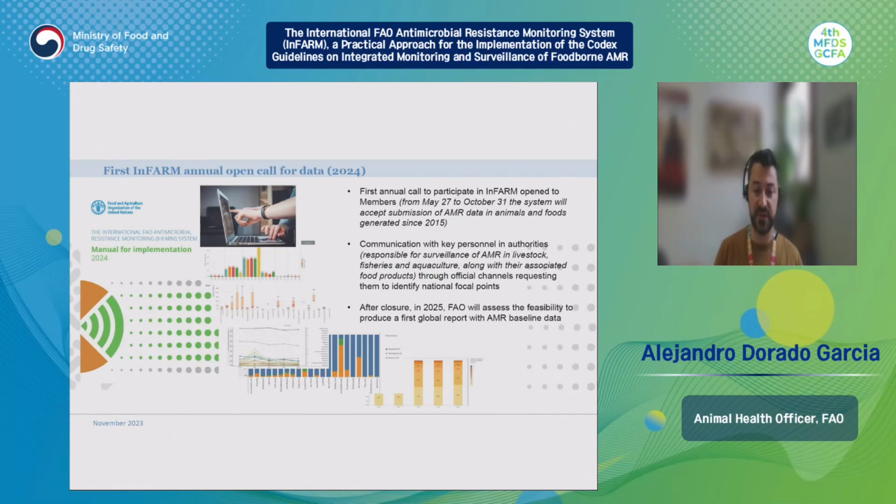After the close of the call, which we expect to close on October 31st, we expect to consolidate all the data and all the information, and see the feasibility of producing a global report on antimicrobial resistance, a baseline global report of antimicrobial resistance at the global level.